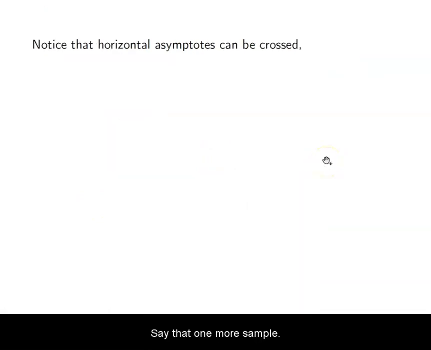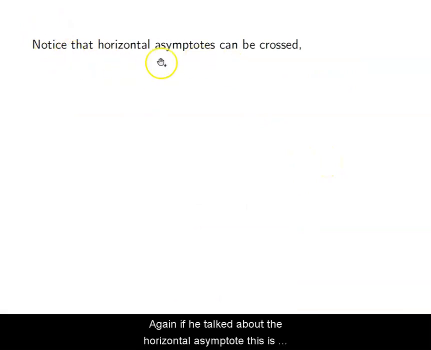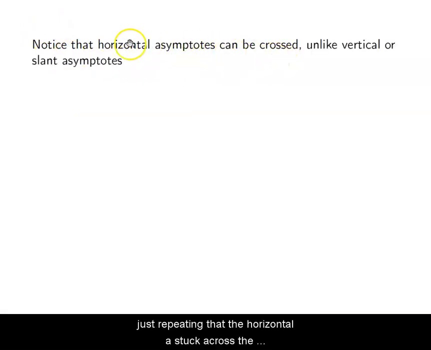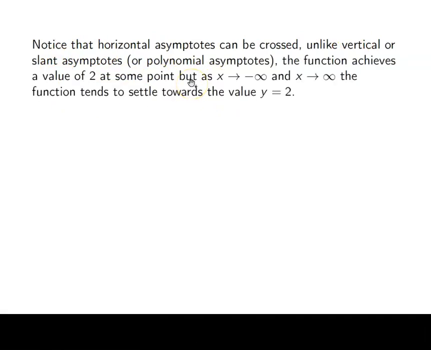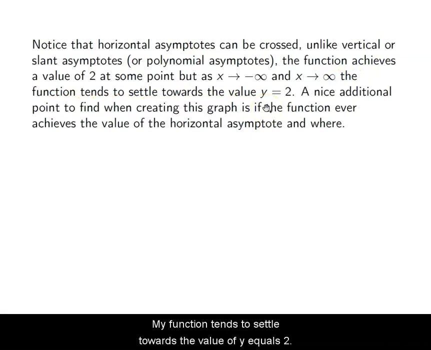So I got one more example, okay? And again, if we talk about the horizontal asymptote, this is just repeating that the horizontal asymptote can be crossed, the vertical cannot. Neither can a slant asymptote or any kind of polynomial asymptote. The function achieves a value of 2 at some point, but as I go towards negative infinity or towards infinity, my function tends to settle towards a value of y equals 2.